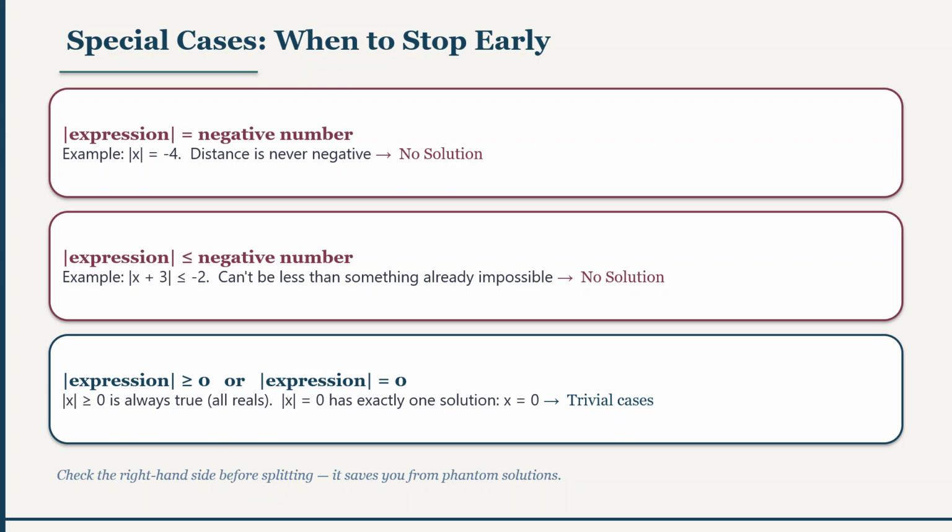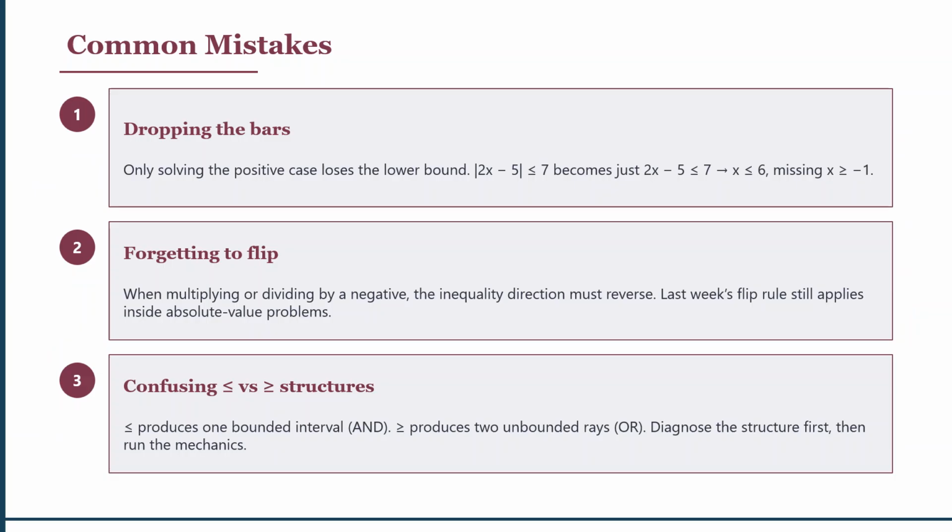3 traps to call out before the quiz. 1. Dropping the absolute value bars and only solving the positive case.